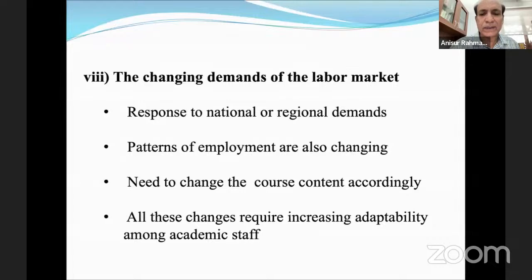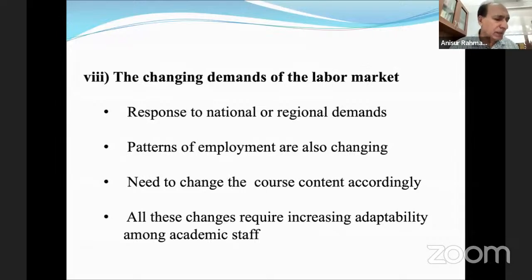All these changes require increasing adaptability amongst the academic staff. So we resist change. Sometimes, when the semester system was introduced, when this policy was implemented, there was not much good response on the part of the teachers, like all of us. So we should welcome any kind of change that is going to decide the fate of the country and the nation, which is very, very important.